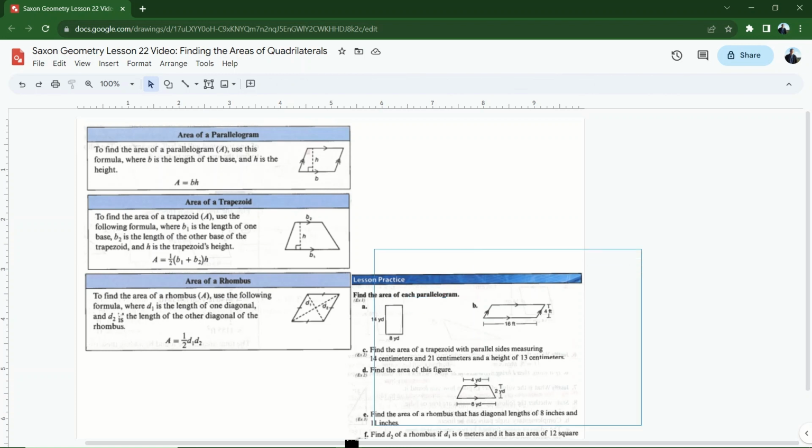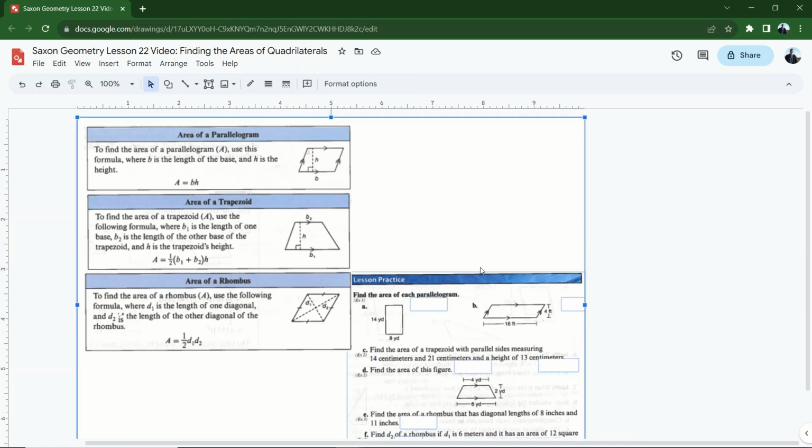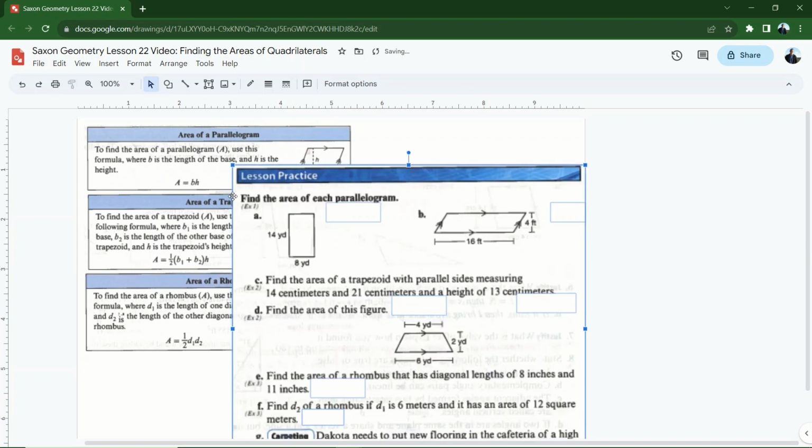We are going to work out our lesson practice here. And what I'm going to do is I'm just going to actually bring this to the front, and we'll make this a little bigger so we could actually see it. Okay, so first thing we're going to do is find the area of each of these two parallelograms.